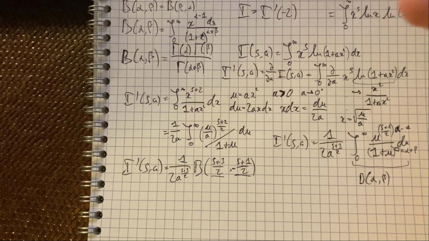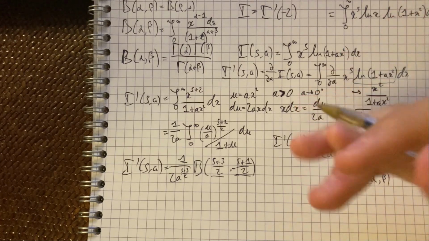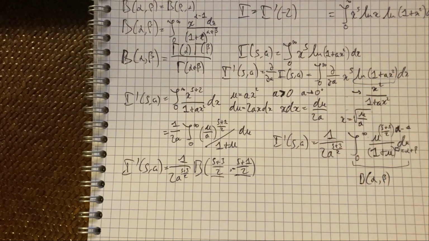So the beta function is defined for positive arguments, which is a great idea when dealing with integrals, because if the beta function is defined with negative arguments, then the integral representation doesn't converge.